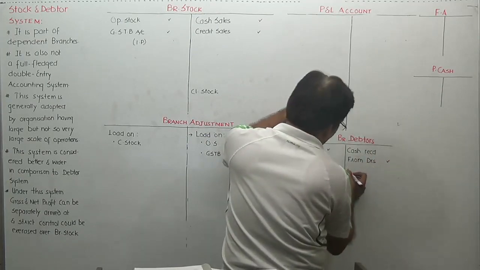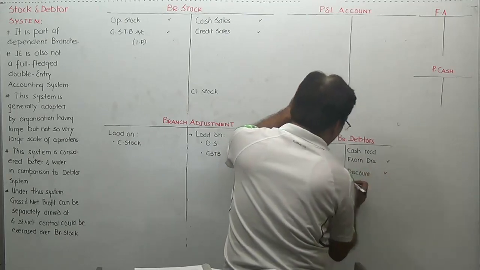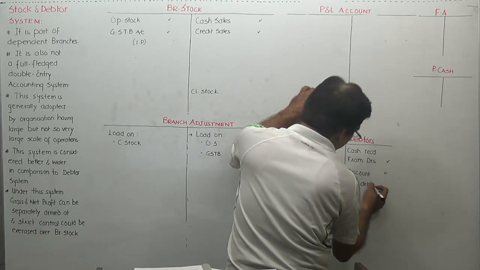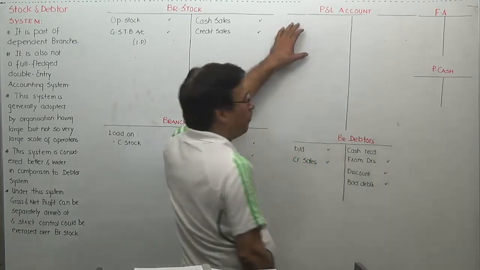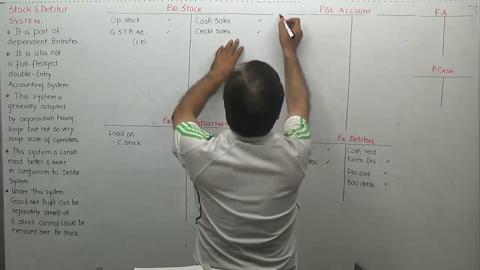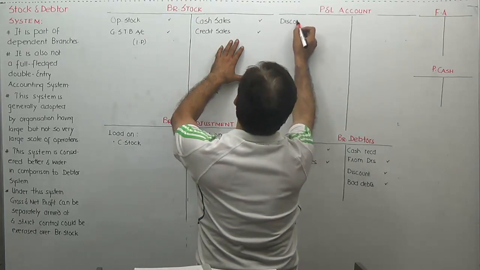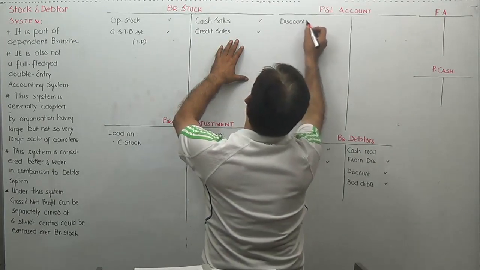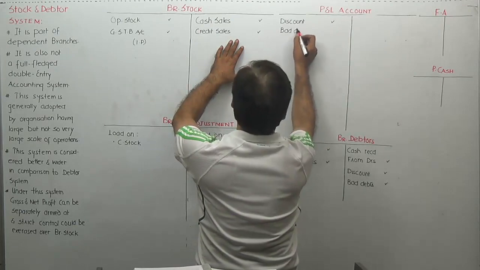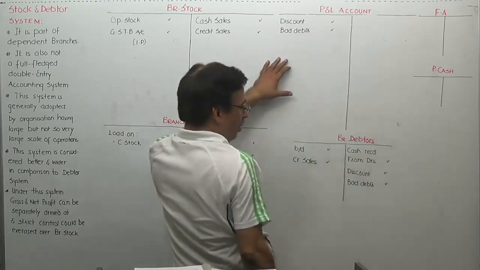Similarly, if there would be any discount to debtors, it will be written in the debtors account, no doubt about that. Bad debts will also be written in the debtors account. However, under this system, we are preparing branch profit and loss account also. We should not forget it. And discount and bad debts are basically losses for us. So that is the reason discount and bad debts are also written on the debit side of branch profit and loss account.